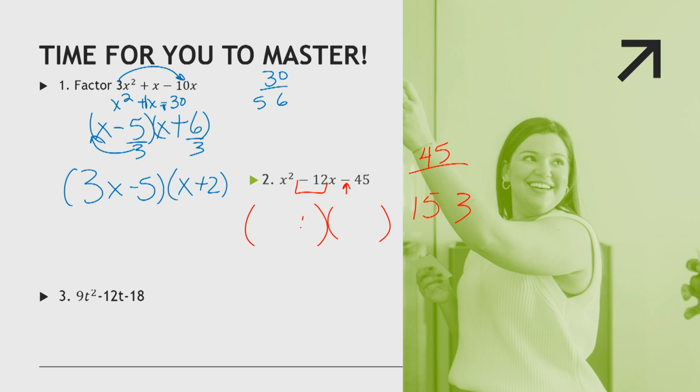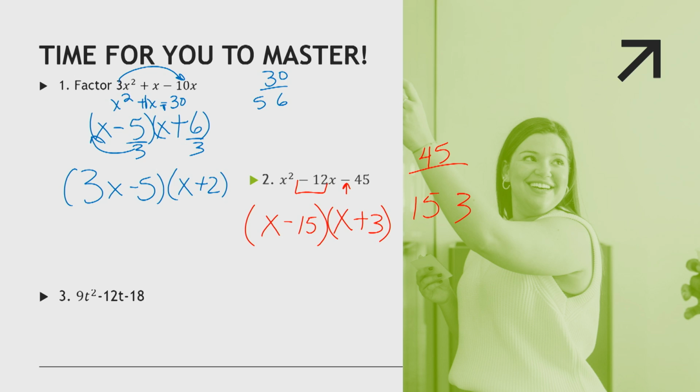I have 15 and 3. Since my second operation is subtraction, I know that both of them are going to have different signs. So how am I going to subtract and get a negative 12? Positive 3 minus 15, and then I have my x and my x. Good job. So let's look at this last one.